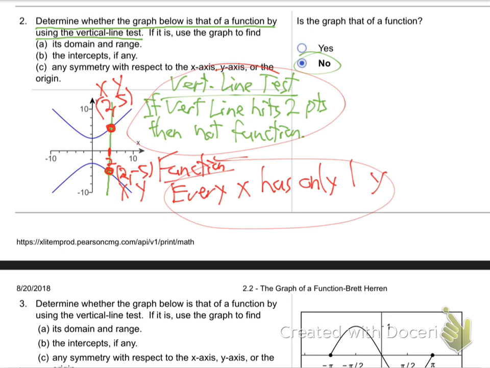So there we go, and that's all we need to do on that one. It's just not a function, so you don't even have to answer B and C. When it's not a function, you're done. So that was just not a function. Next question.